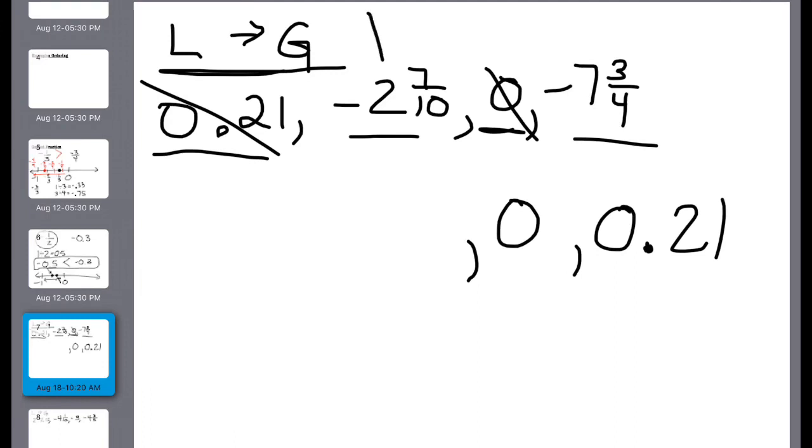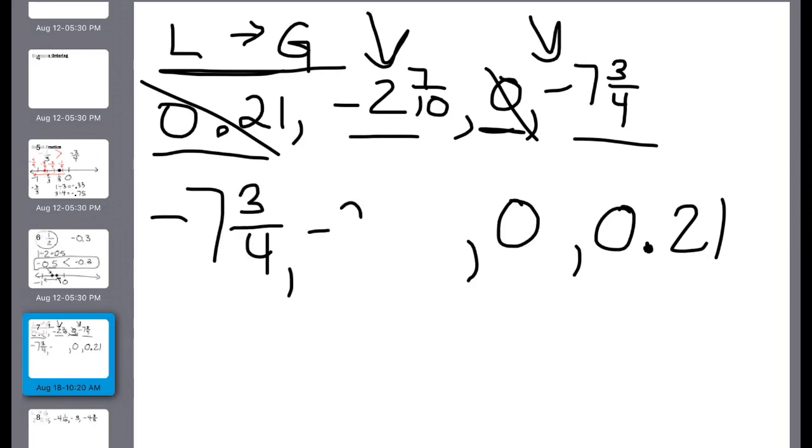So you can look at just these whole numbers and compare just the whole numbers to figure out which one is smaller and which one's larger. Would you rather owe $7 or would you rather owe $2? $7 is more to owe, so that makes negative 7 3/4 the smallest, and then negative 2 7/10. So in order, least to greatest, the smallest is negative 7 3/4, then negative 2 7/10, 0, and then 21 hundredths. That was a pretty easy problem.